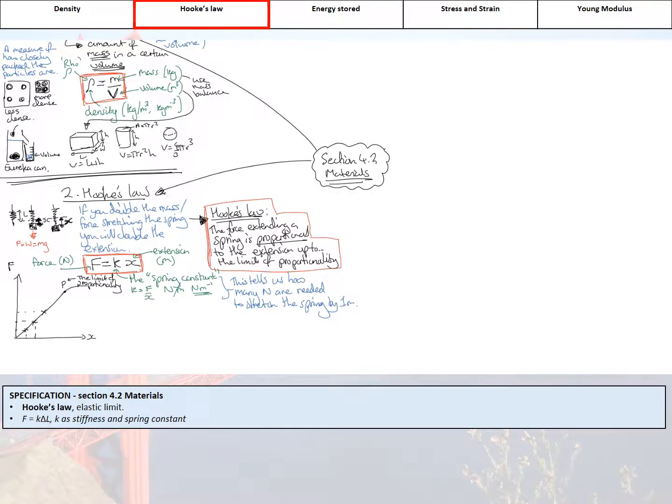Now, supposing we had a stiffer spring, to get the same extension here, if it was stiffer, it would need more force. So we'd expect the line to be higher up. Let's put stiffer. But to get the same extension for one that's less stiff, we'd expect to have a smaller force to get the same extension. So that's less stiff there.